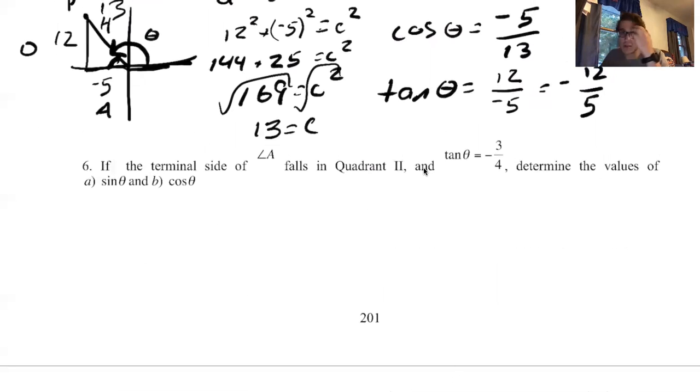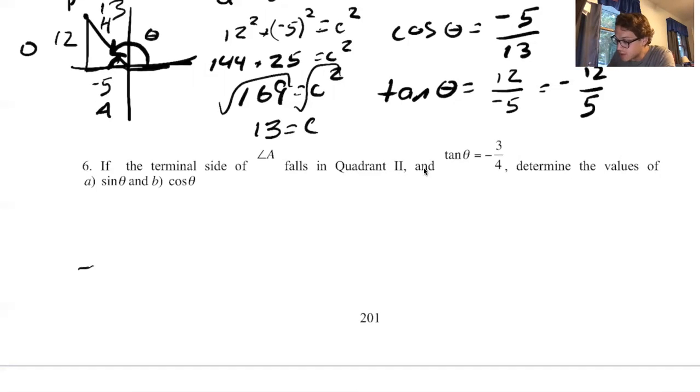So it says, if the terminal side of angle A falls in quadrant 2 and tangent of theta equals -3 over 4, determine the values of sine and cosine of that angle. Right, so you might be saying, Mr. Vetta, this doesn't make any sense. This isn't like the same problem at all, but really it is. It's giving us the same sort of information we just had here. Right, we just got to break it down.